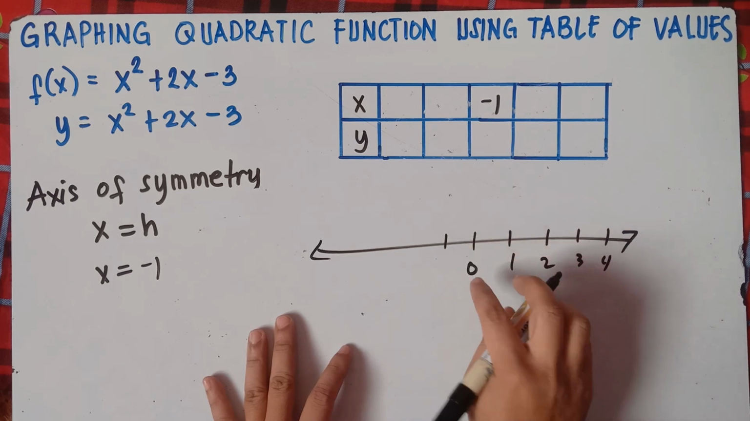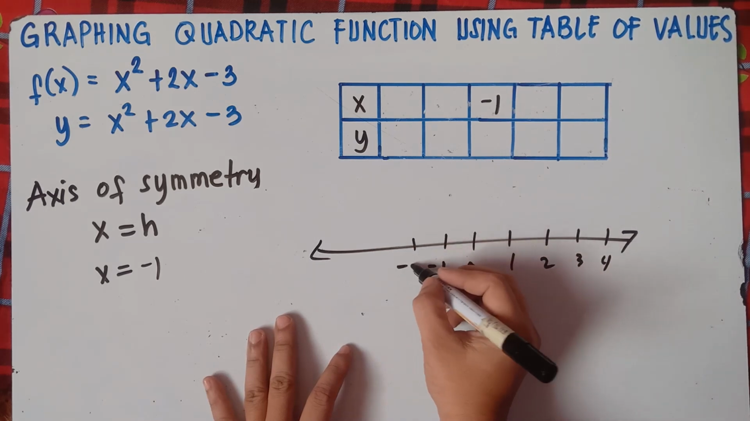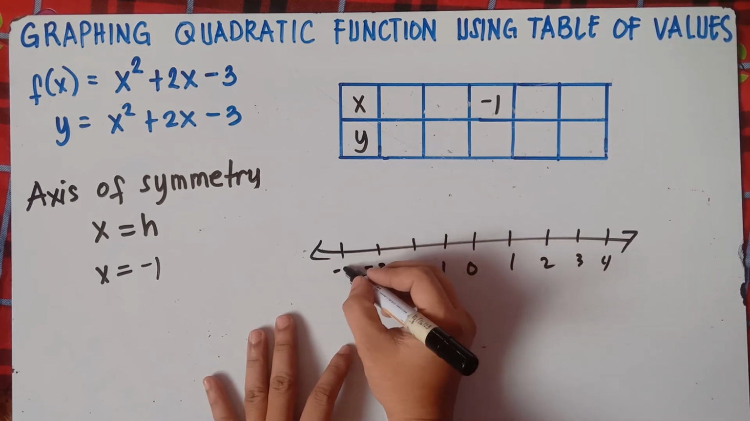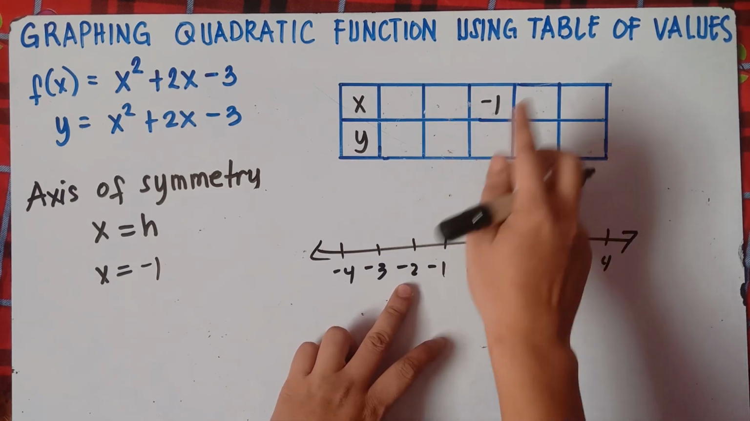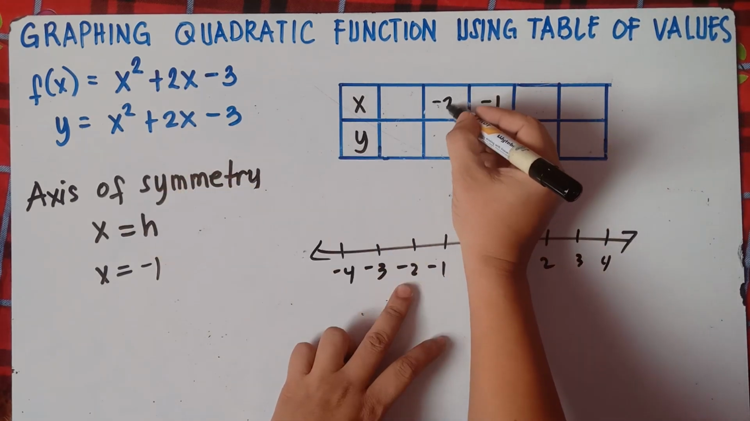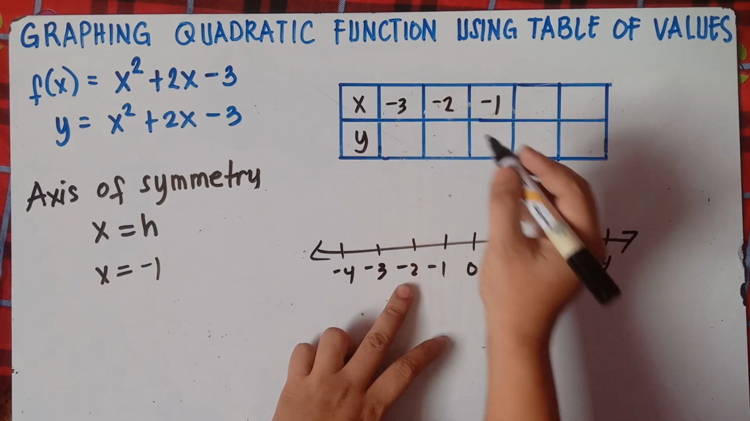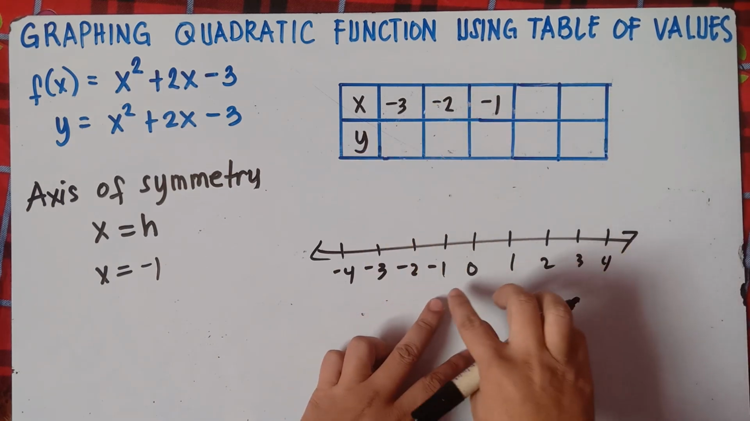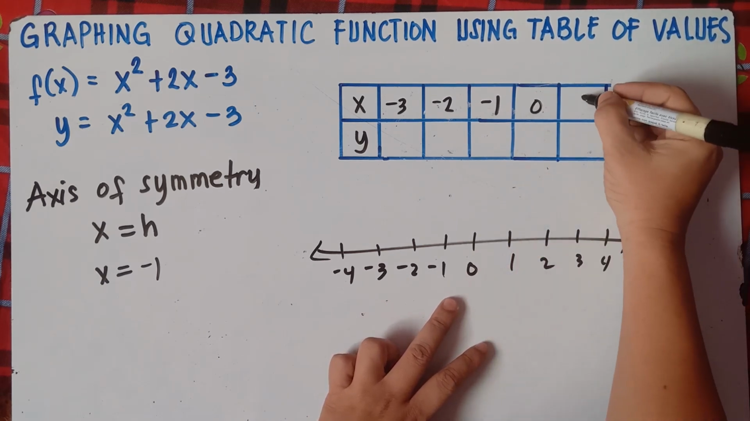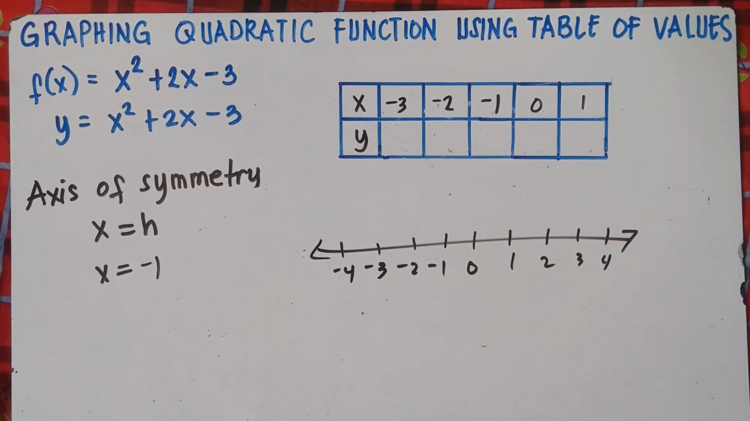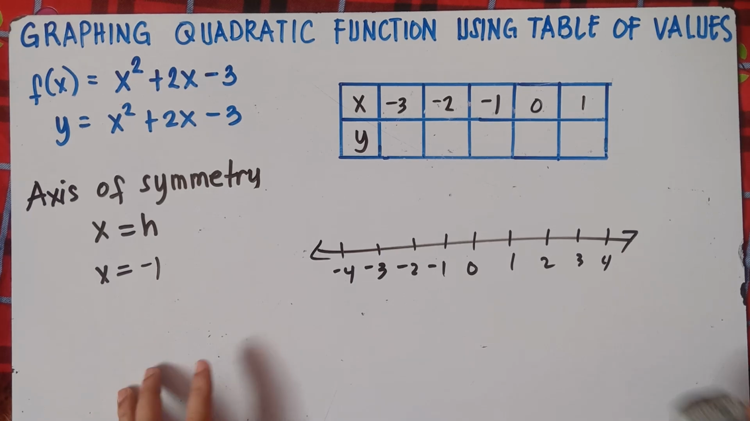And on the left side, after 0, that would be negative 1, negative 2, negative 3, negative 4, and so on. So if this is negative 1, the next number will be negative 2 on the left, then negative 3. And on the right of negative 1, that would be 0, then positive 1. Alright, so that's the value of your x values.